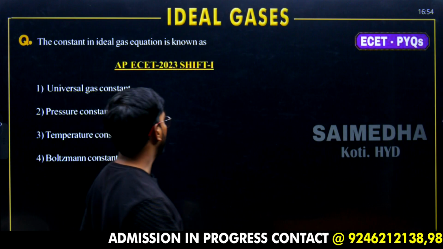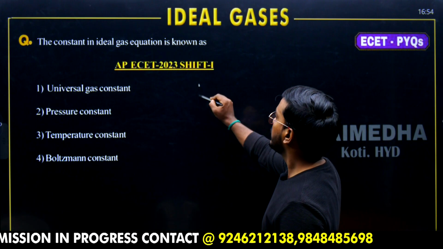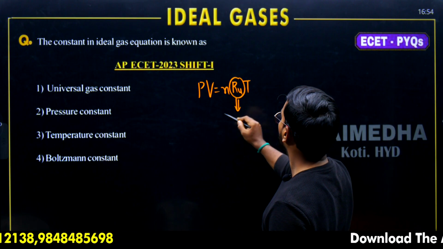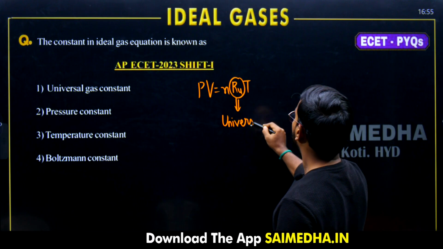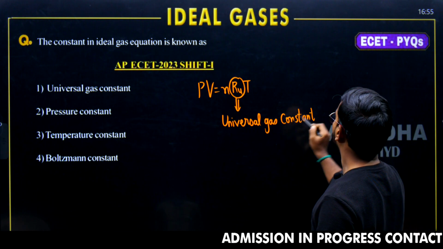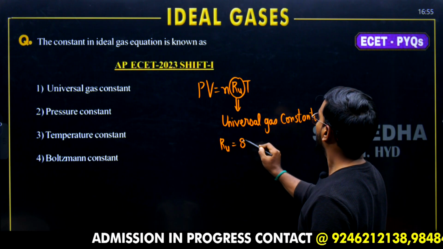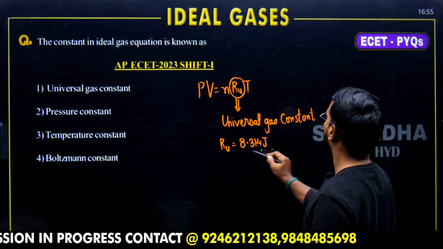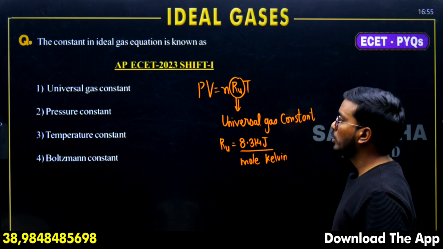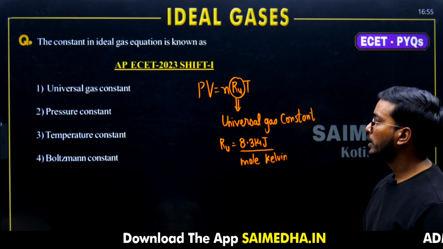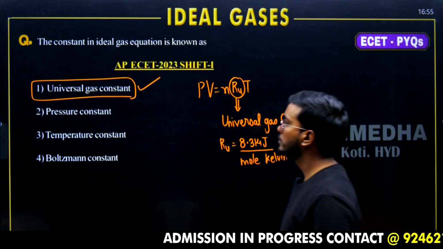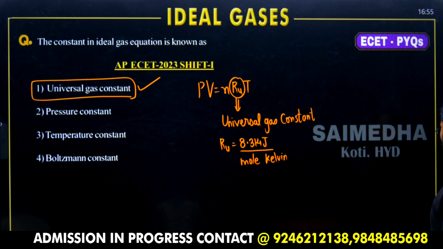The constant in the ideal gas equation is known as, you know ideal gas equation, PV is equals to n into RU into T, where RU is the universal gas constant. Value for the universal gas constant RU is equals to 8.314 joule per mole Kelvin. So what is the constant which is there in the ideal gas equation? Universal gas constant. Moving on to the next question.